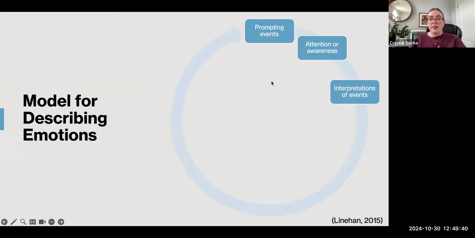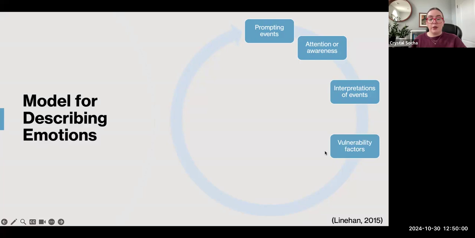And then there's this interpretation of these events. So they're the thoughts, the beliefs, the assumptions about that event, how they appraise this event. So I often say, what's the story that you're telling yourself related to this event? What meaning are you ascribing to this event?